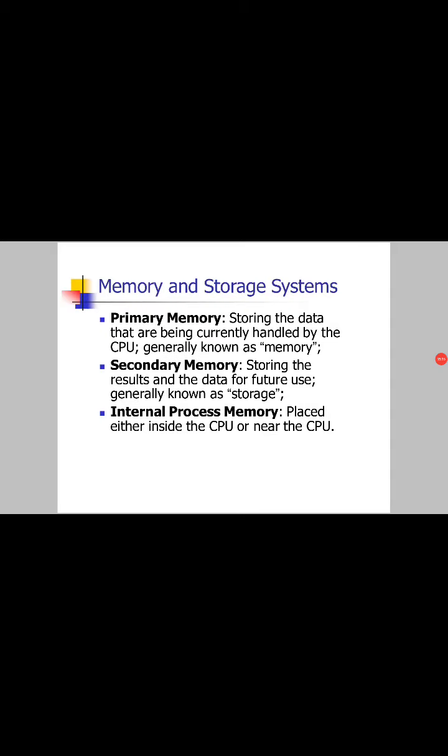As we already said, primary memories are very high speed, whereas secondary memories are low speed. Primary memories are temporary memories, whereas secondary memories are permanent. Primary memories are costly memories, secondary are cheaper memories, like that.